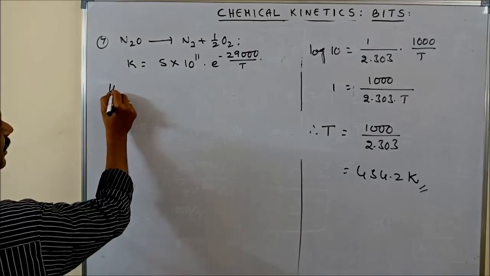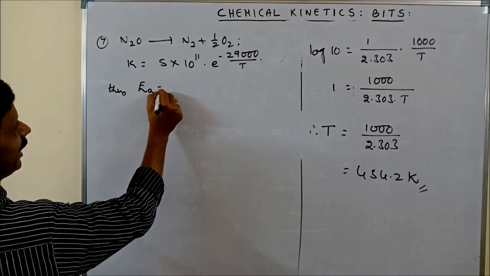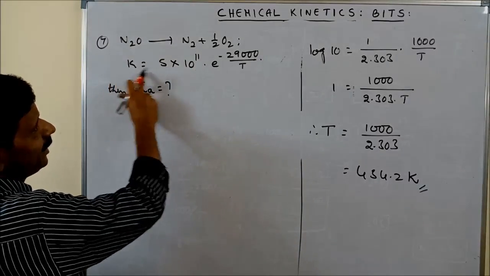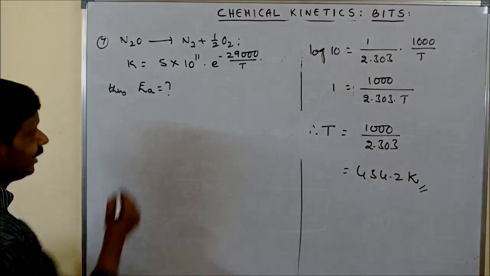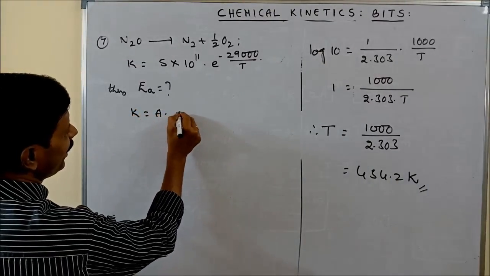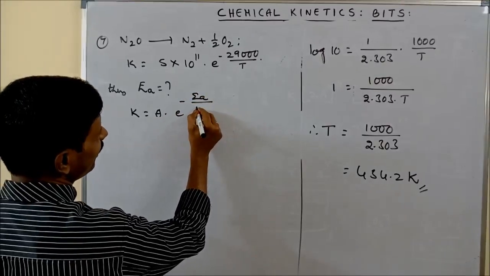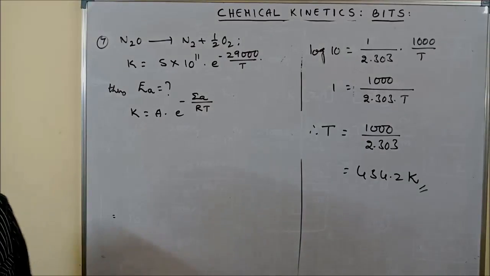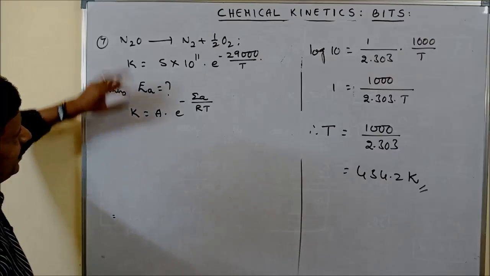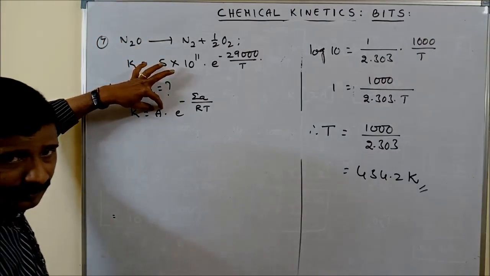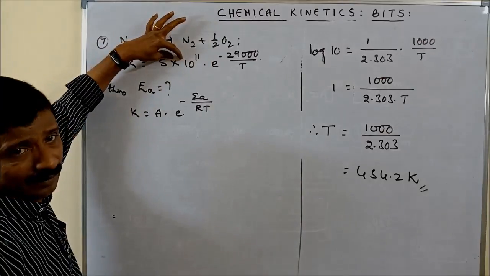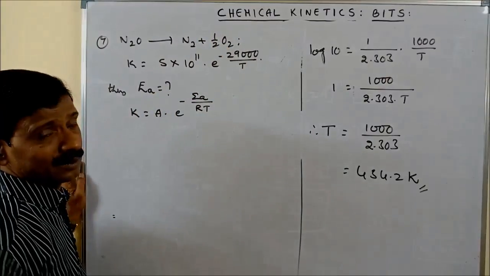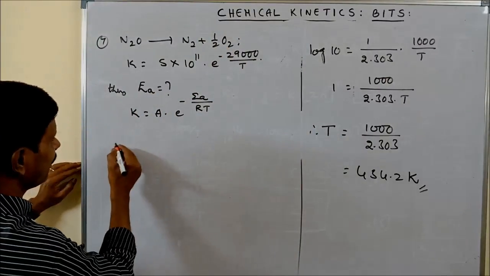If it is like that, then what is the activation energy? We have to find out the activation energy. In that decomposition, K is mentioned like this. But according to the Arrhenius equation, K equals A into e power minus EA by RT. That relation we already know. Now if we compare this expression to this, in place of A, the Arrhenius factor, we have 5 into 10 power 11, so no need to think about this. In place of this term, we have e power minus 29,000 by T.